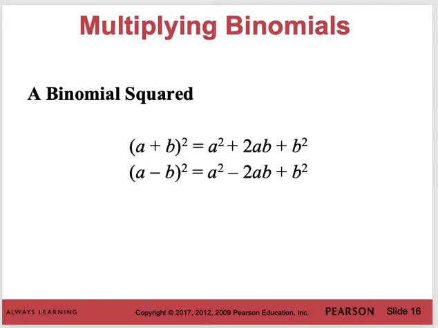A second shortcut method is called the binomial squared. A binomial squared, a plus b squared, is the same as a squared plus 2ab plus b squared. Or if we have one that we're subtracting, a minus b squared, it's a binomial, there's two terms, and we're squaring it. If it's subtracted, the only difference is it becomes a squared minus 2ab plus b squared. Again, both of these are just shortcut methods to the FOIL method.